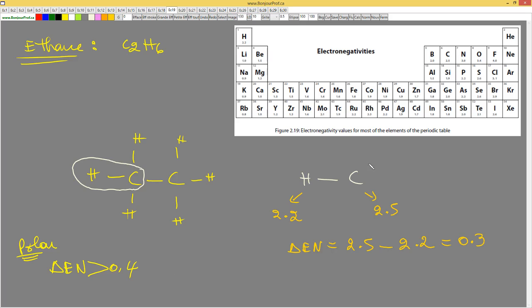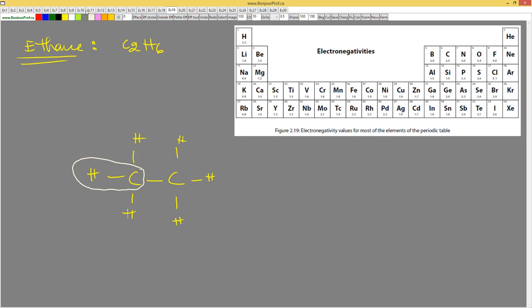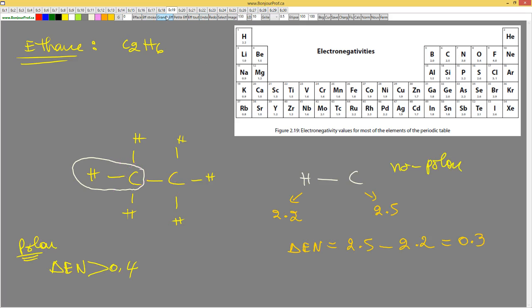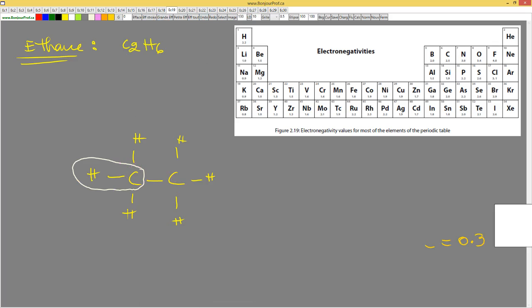So what does this mean? This bond here is non-polar. So this hydrogen-carbon bond is non-polar, by the proof that we said. This hydrogen-carbon is not polar. This one is not polar. This one is not polar. All the hydrogen-carbon bonds are not polar. So what is remaining? I'm going to take them all. All the hydrogen-carbon bonds are not polar.